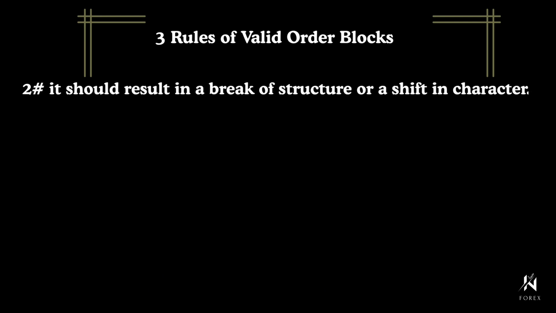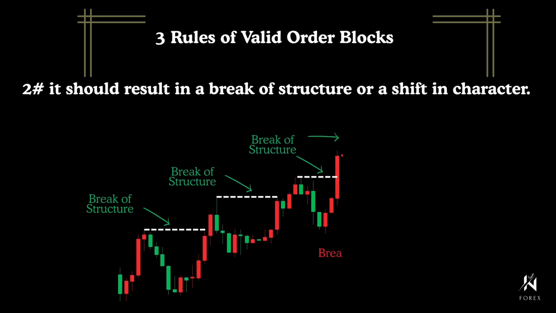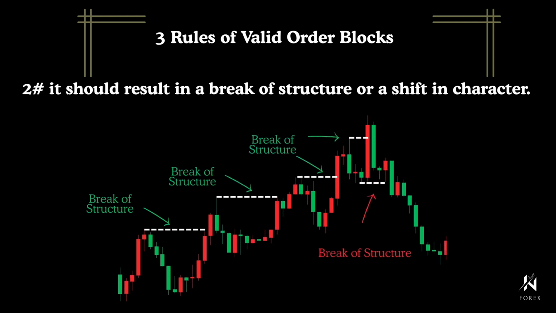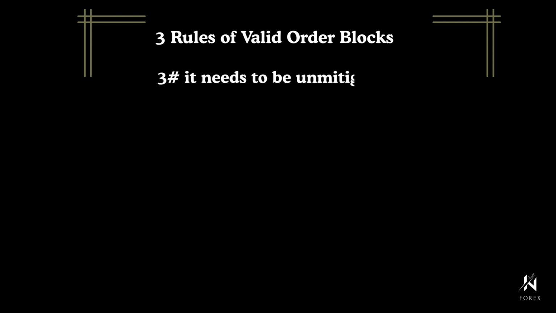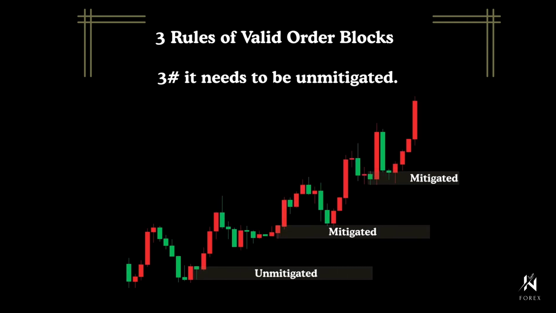Second, it should result in a break of structure or a shift in character. A break of structure or change of character is the initial sign that the market is revealing its intention, either to maintain the current direction or to reverse. Third, it needs to be unmitigated. Order blocks are considered single-use zones, so we only look for trade setups the first time price revisits the order block.